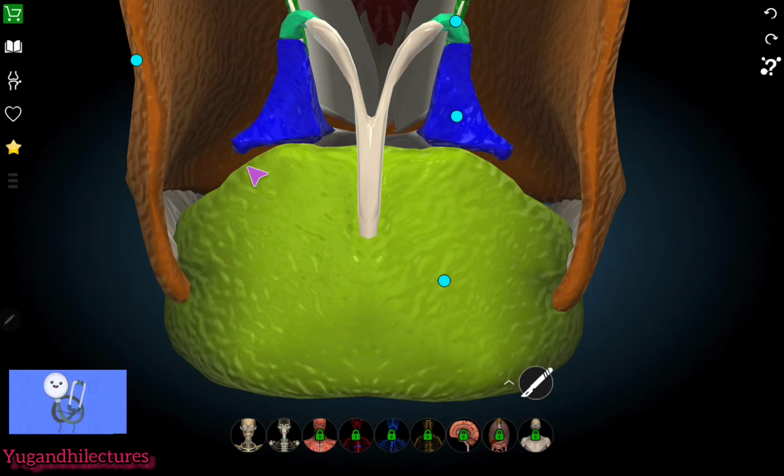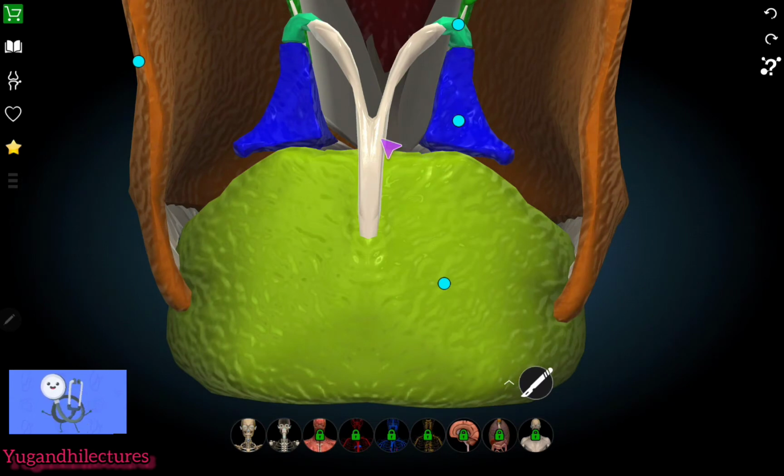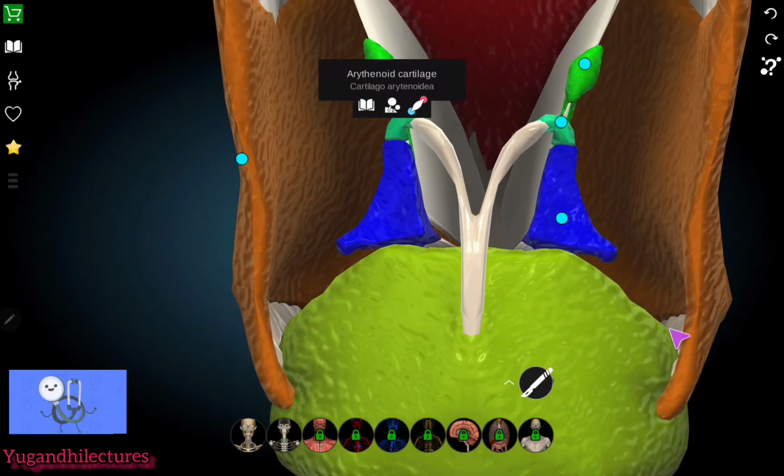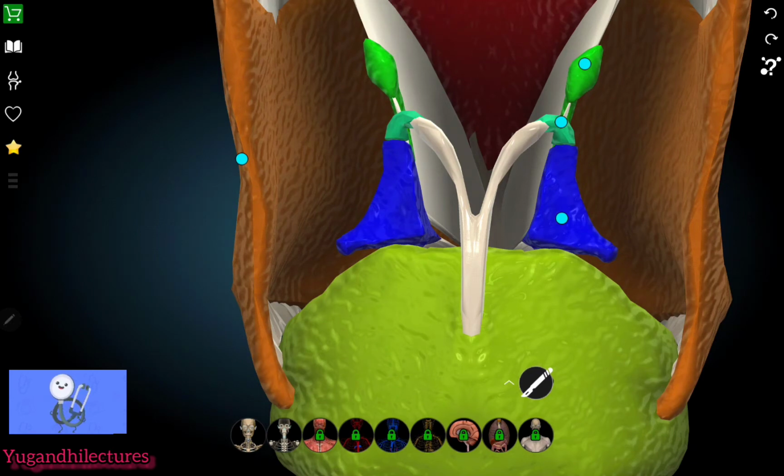You can see here the convexity of the cricoid cartilage on its upper border, and that too somewhat on the lateral side, I mean not at the midline. I mean to say that this arytenoid cartilage articulates with the lateral part of the upper border of the cricoid cartilage. You can see here this is the upper border of the cricoid cartilage.